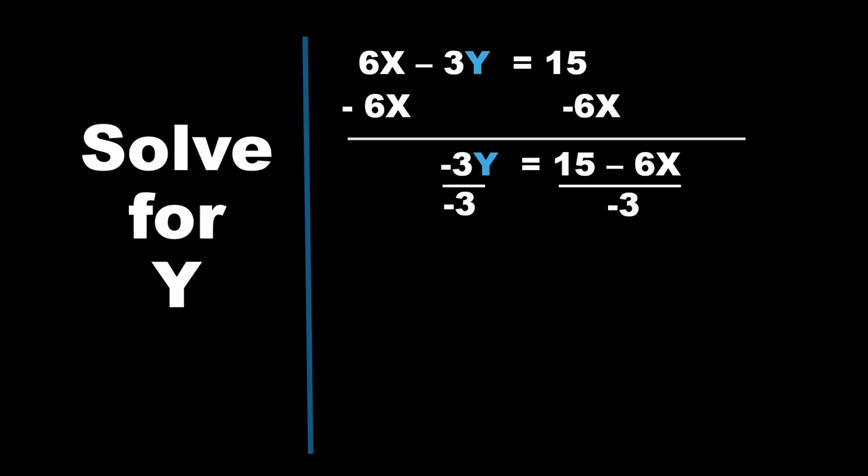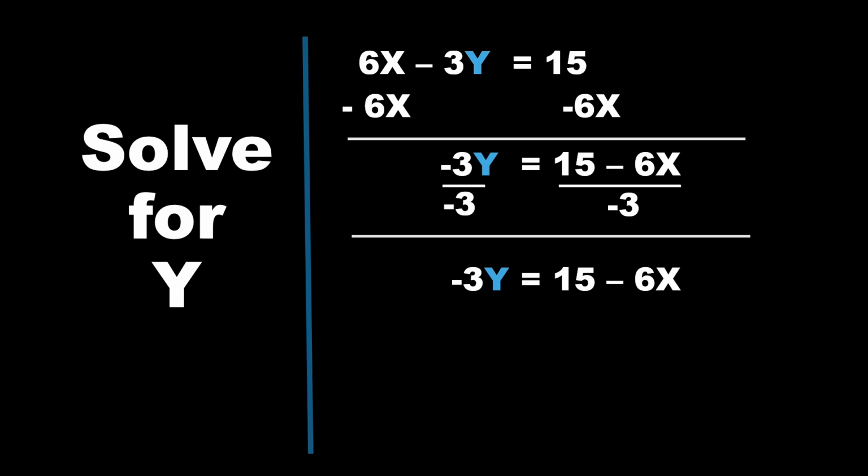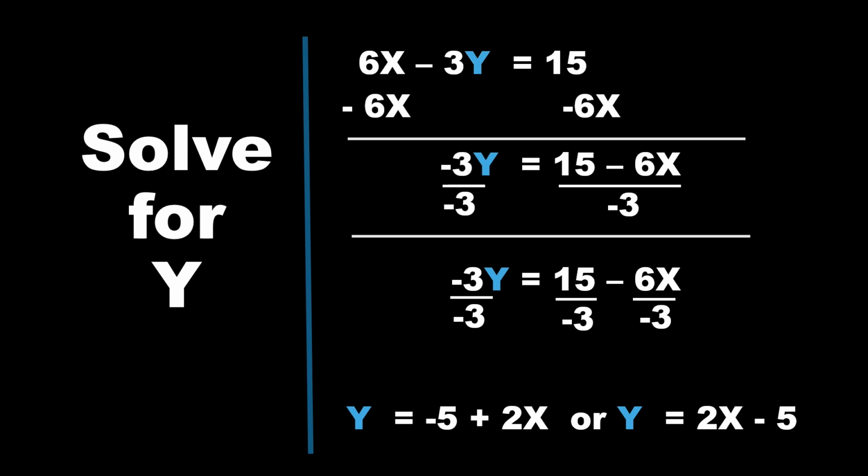Now, what might be of interest to me down the road is placing this into slope-intercept form. So I'm going to separate my right-hand side, and I'm going to divide the 15 and the negative 6x both by negative 3, so separating that out. So I'm dividing each and every term by negative 3. Well, on the left-hand side, I'm going to have y. On the right-hand side, I'm going to end up with negative 5 plus 2x, or if I am looking at slope-intercept form, y equals 2x minus 5.